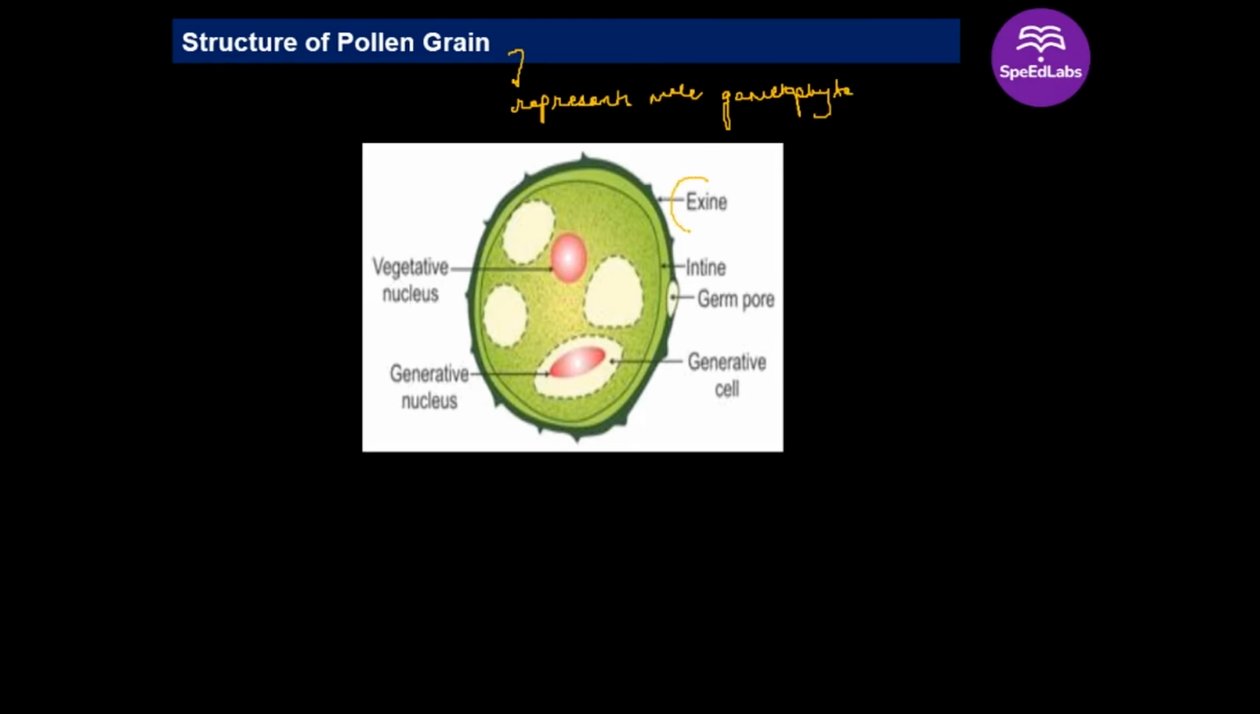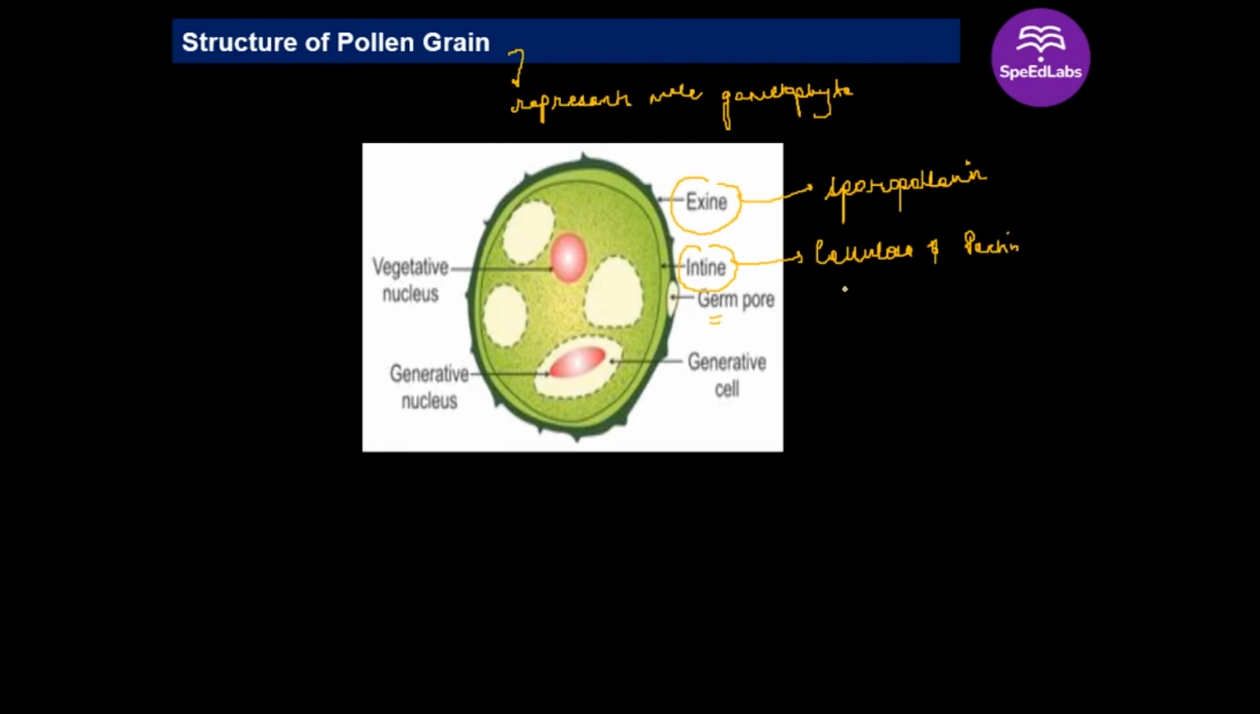Now see, this is the outermost layer, which is the exine. A very important thing about exine is that it is made up of sporopollenin. It is a highly resistant organic material. So exine is made up of sporopollenin. Next to exine is the next layer, which is intine. Intine is made up of cellulose and pectin.